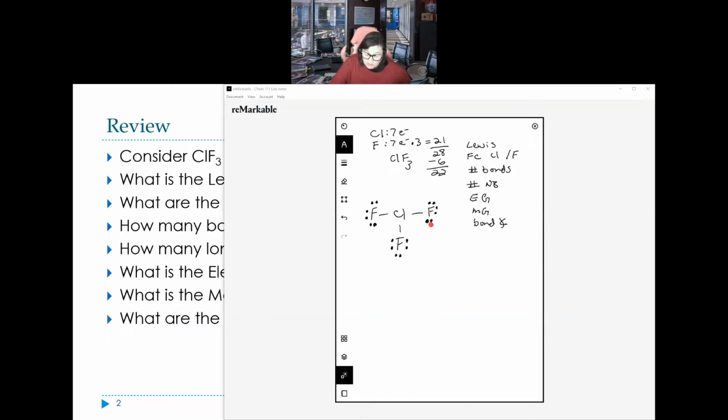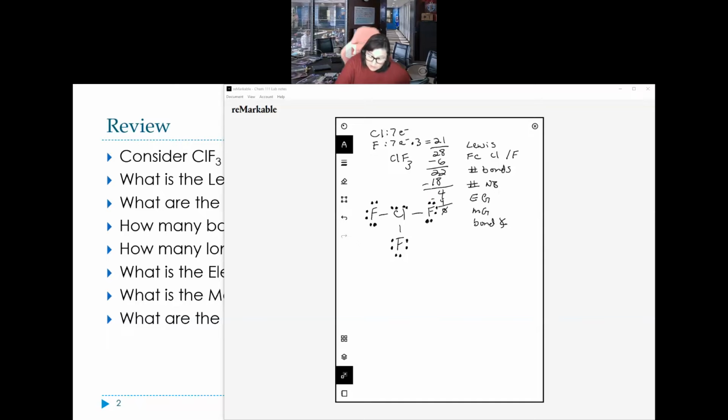So that was 2, 4, 6 on each one. 6 times 3 is 18. So we'll subtract those out. That leaves me with 4 electrons left. Those 4 electrons have to go on my central atom to start with. So I'm going to put them there.